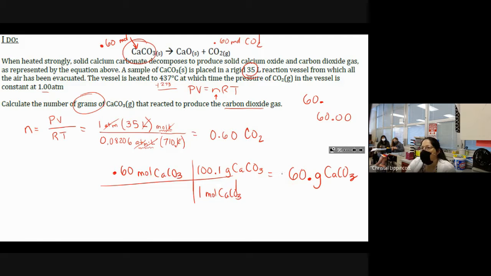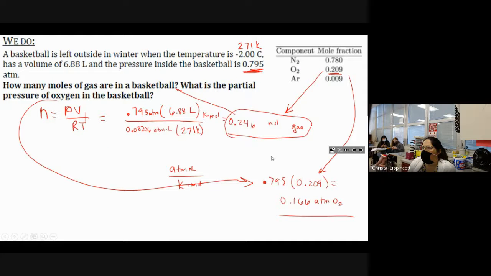What are the rules for adding and subtracting? Is it how many places? It's the place value, the least place value. So if you have 2.0 plus 5.00, your answer is going to be 7.0.